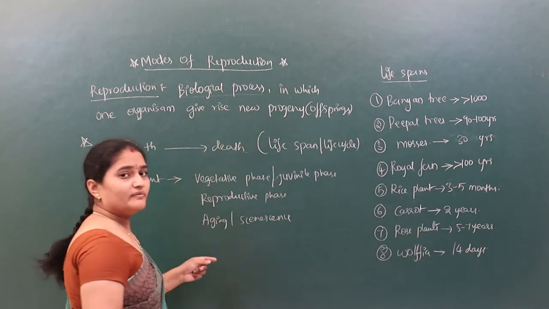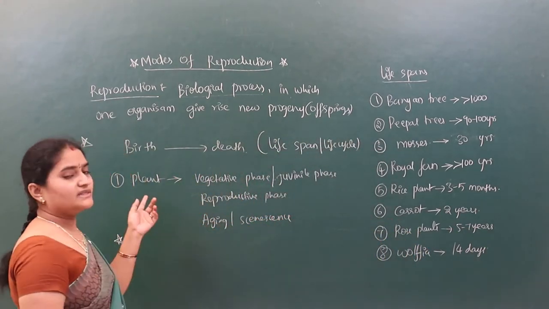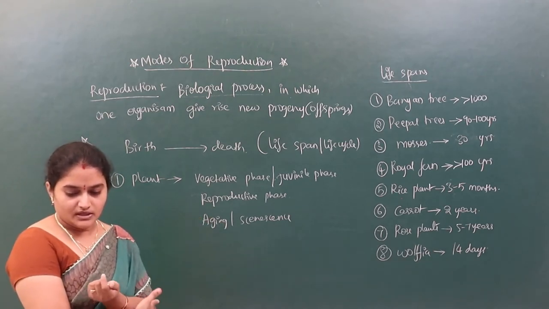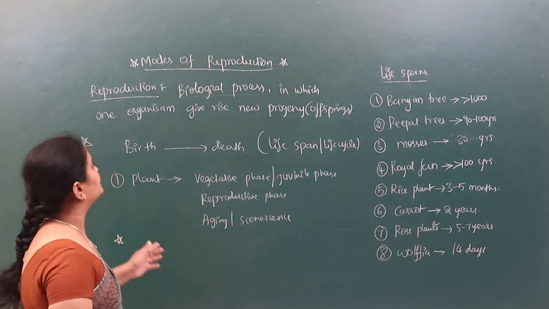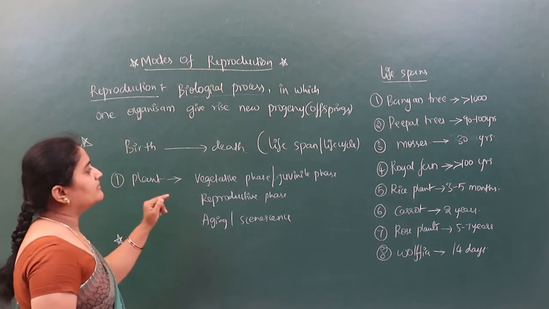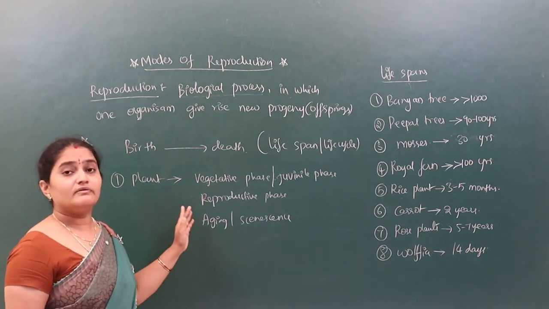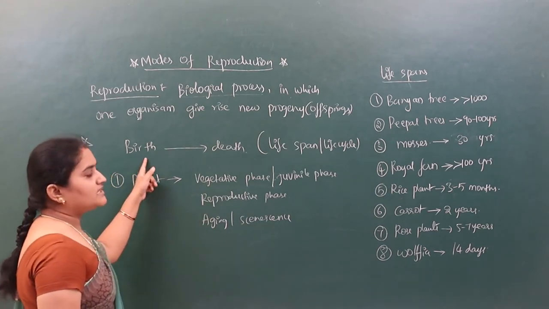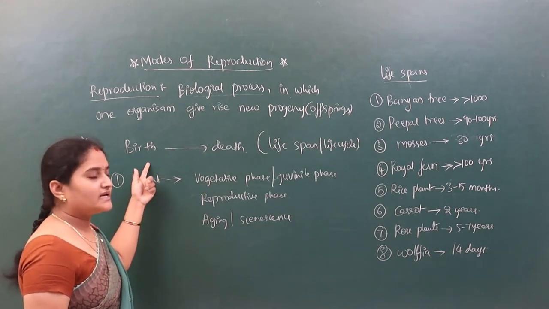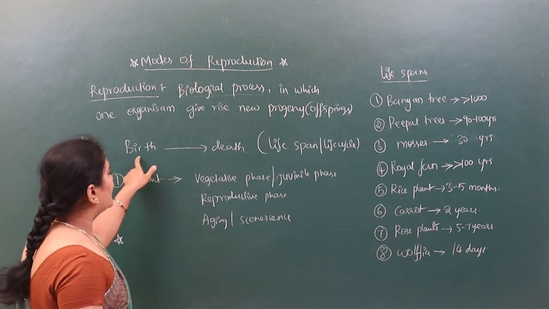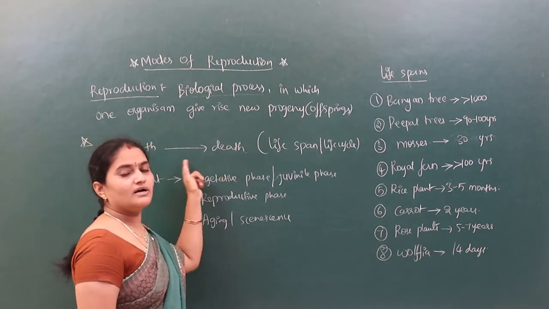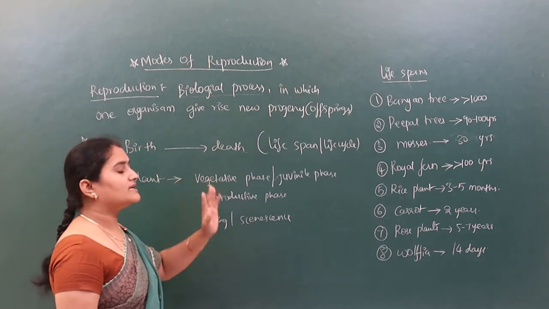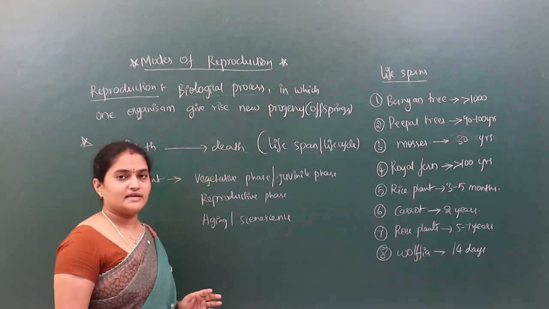So once again, we'll go with this one. Reproduction is a biological process in which one organism gives rise to progeny. It will give rise to a new individual, that is called a progeny. And what is meant by lifespan or life cycle? The process from birth to the death is called the lifespan or the life cycle.